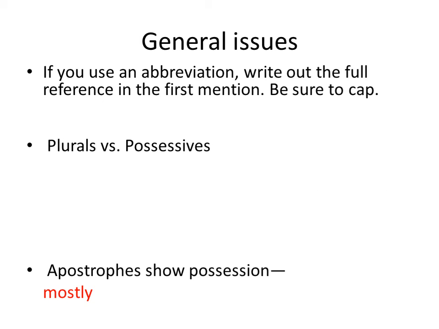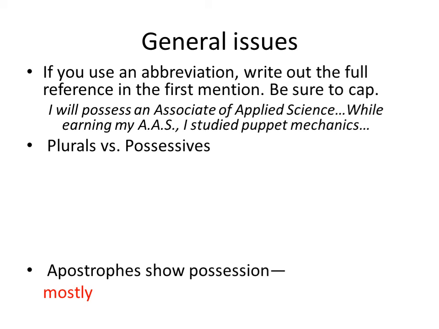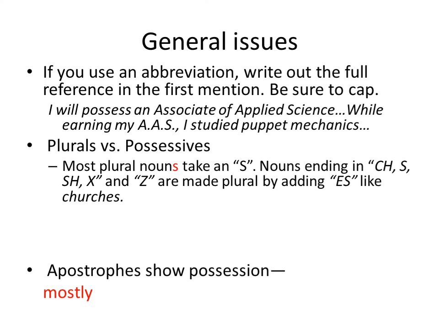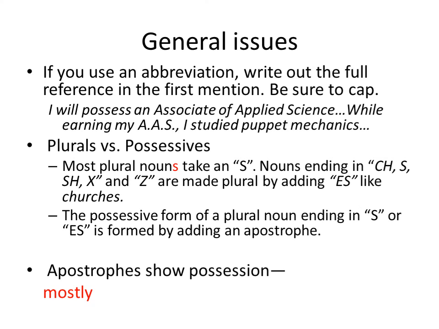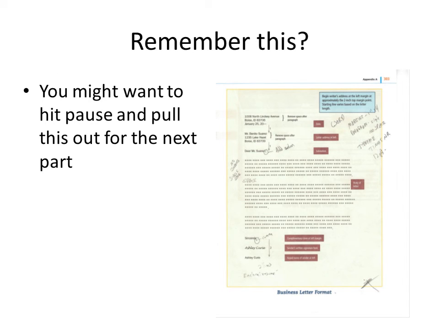And general issues. If you use an abbreviation, write out the full reference in the first mention. So you don't plunge in and say AAS, you say Associate of Applied Science the first time you mention it. After that, you're allowed to say AAS. And plurals and possessives. Be careful with your apostrophes. Apostrophes show possession most of the time. So don't just throw in an apostrophe if it's just merely a plural.